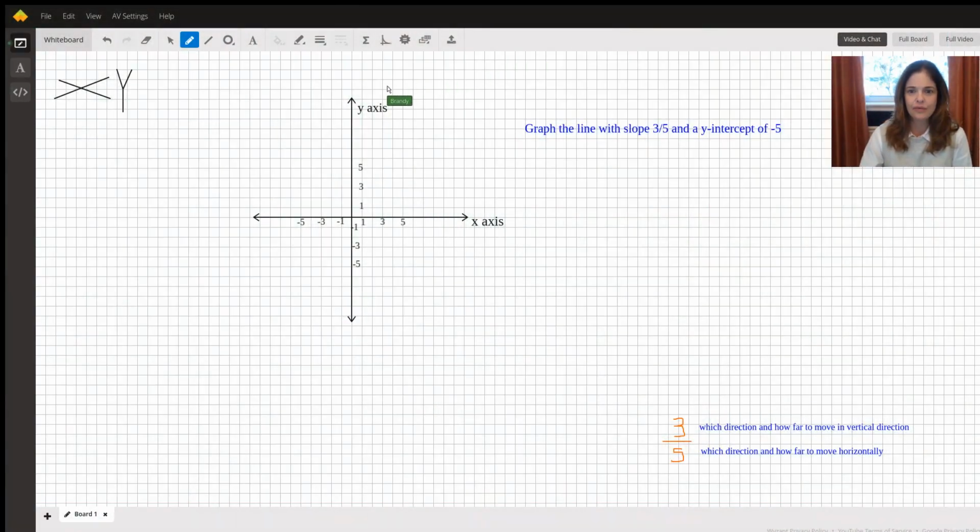Okay, so we have a problem that says graph the line with a slope of 3/5 and a y-intercept of -5. Okay, let's put that problem on the back burner for just a second and review this graph here.